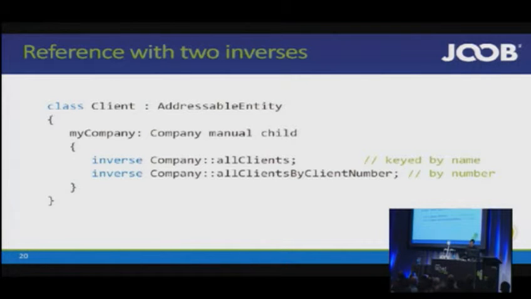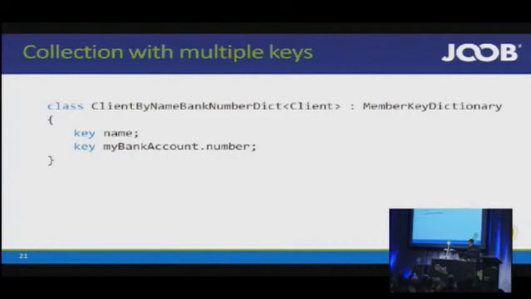So in this case, we have a class client that has a reference to my company. But in company, we want to set two collections, not only one like we did in products. When I set my company into this client, I want that client to go in two collections. One is all clients, and I know that is keyed by name. And the other one is all clients by client number. As its name indicates, I know it is keyed by number. So in one operation, I get the two collections ready to go. So I can traverse either way. I can have 3, 4, as many as I want.